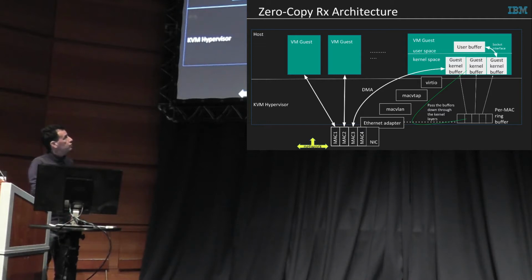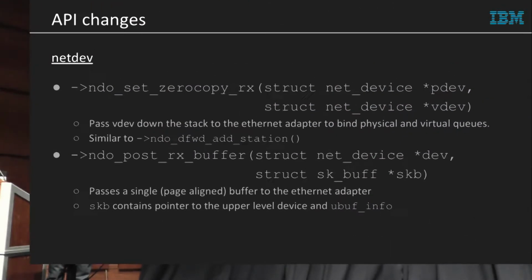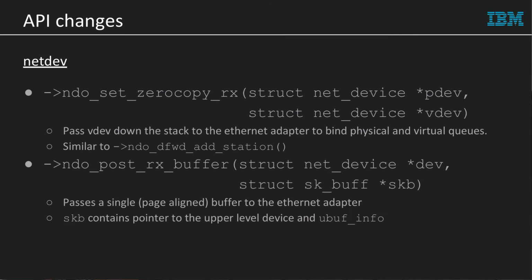OK, so the packet goes like that. It passes on the way through MacVLAN and MacVTAP and virtio, and ends up in the guest kernel buffers for the virtio device driver. What should have been a nice feature is that hardware directly places the data into the rings that are shared between the guest and the physical adapter.